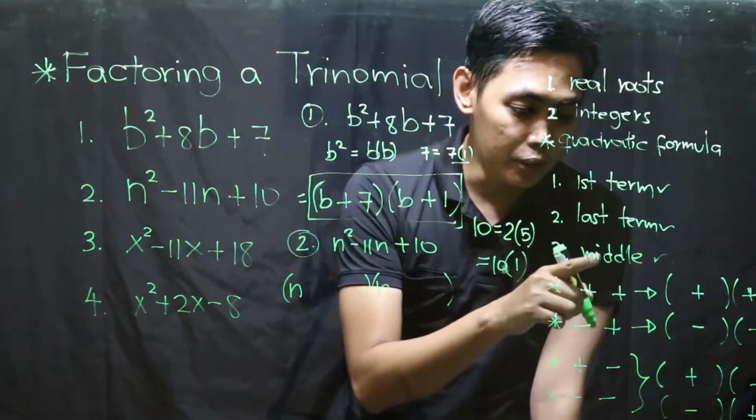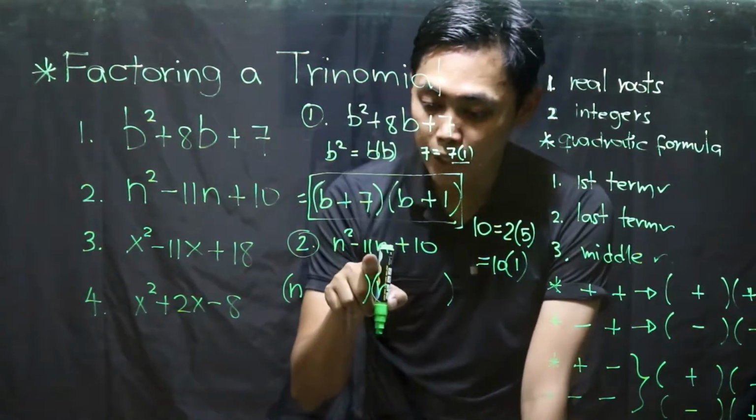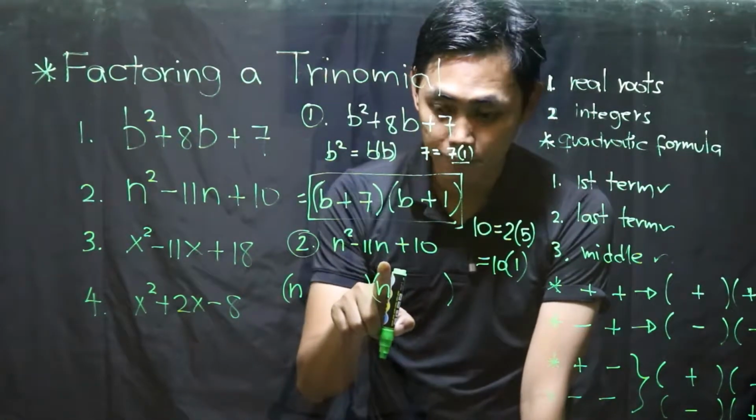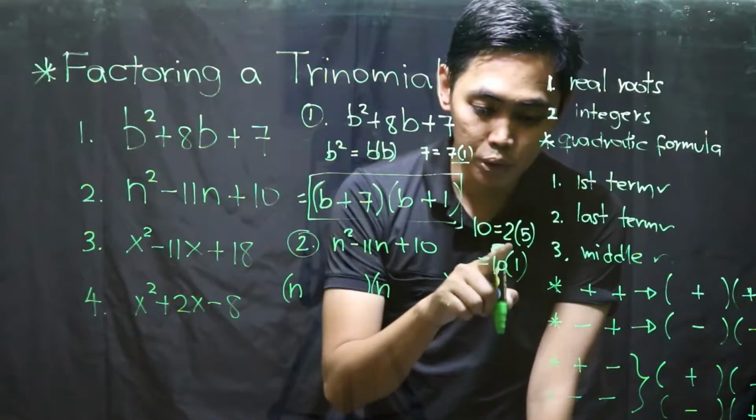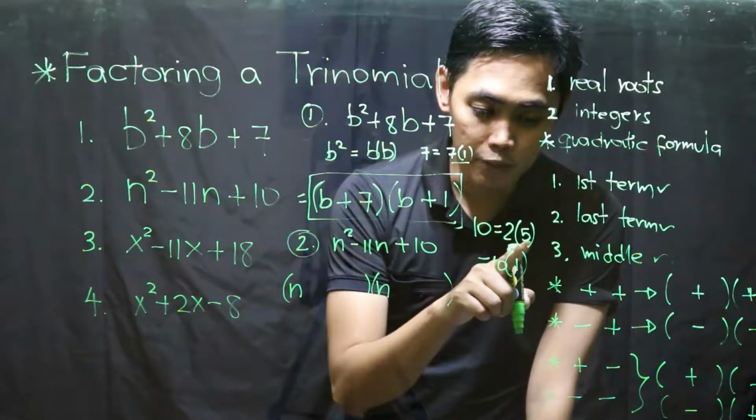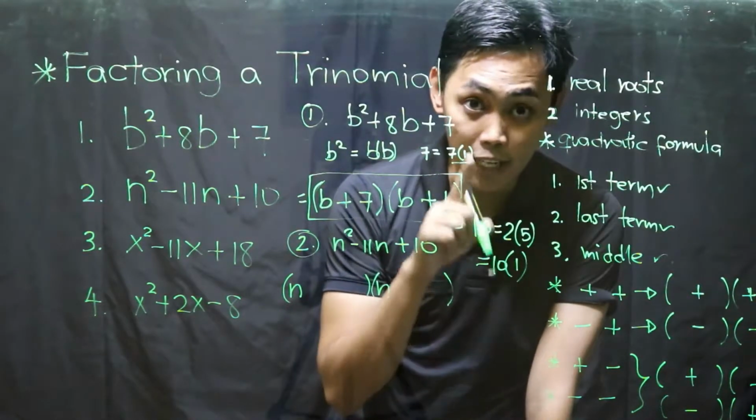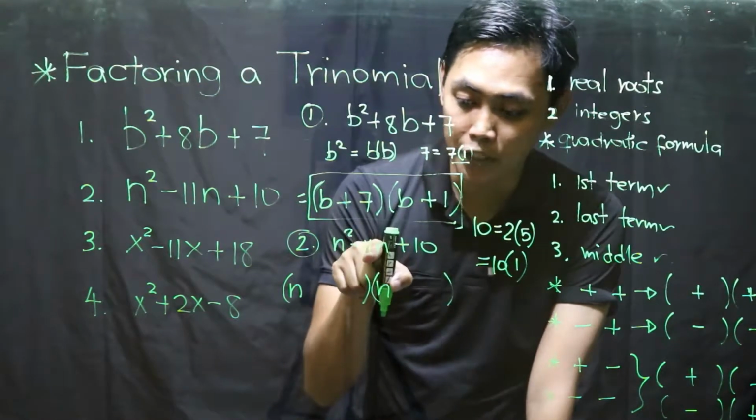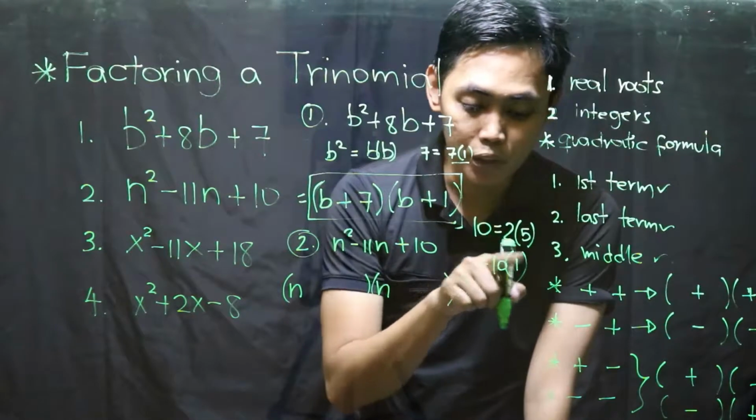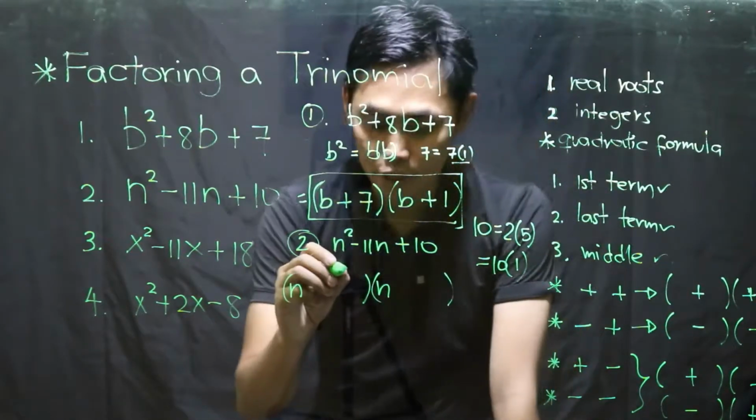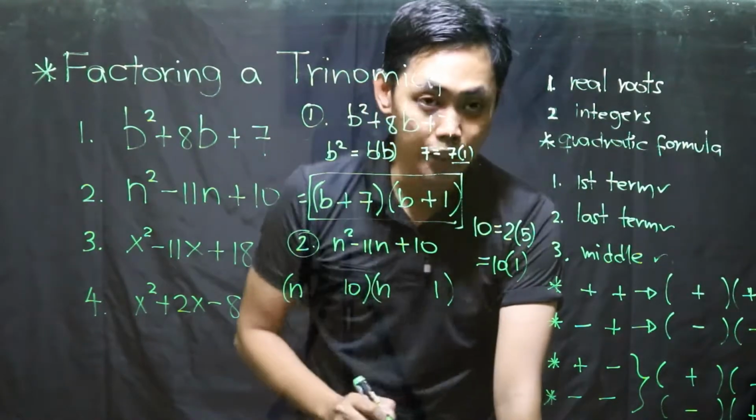The next thing that you will need to consider is the middle. Okay? So the middle term is negative 11n. From these two, if you will add 2 plus 5, the answer is 7. If you will add 10 plus 1, the answer is 11. So it would match the number on the middle. So instead of using 2 times 5, we will use 10 times 1. So we will just write 10 here, and we will write 1 here.